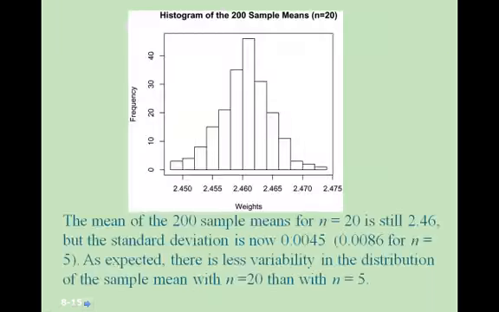So here we see our picture. Notice that the mean of the 200 sample means for n equal 20 is still 2.46, but the standard deviation is now 0.0045. It was 0.0086 for n equal 5, so it's even smaller now. So as our sample size increased, the standard deviation decreased. As expected, there is less variability in the distribution of the sample mean with n equal 20 than with n equal 5.